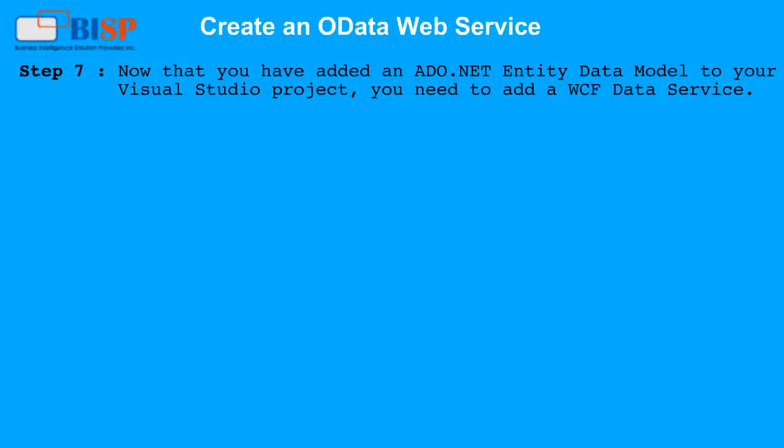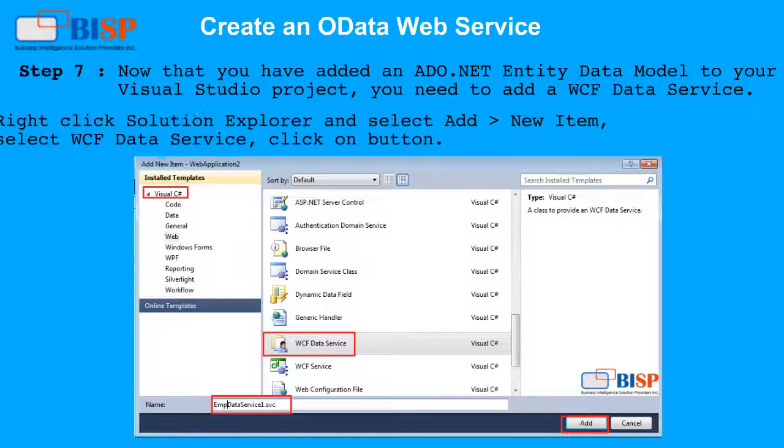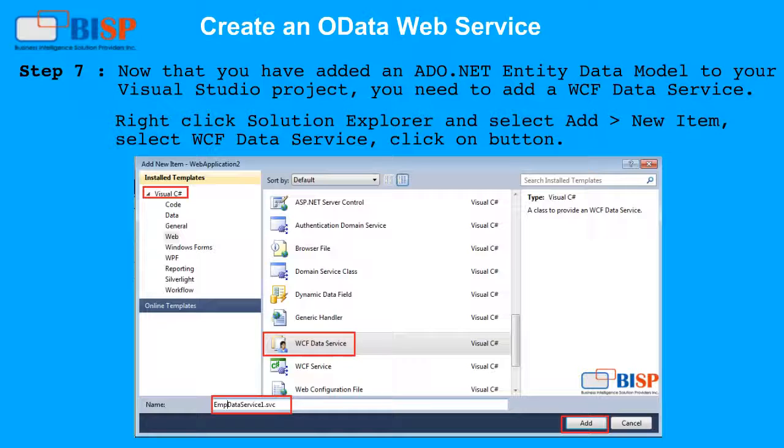Step 7. Now that you have added an ADO.NET Entity Data Model to your Visual Studio project, you need to add a WCF data service. Right-click Solution Explorer and select Add, New Item, select WCF Data Service, click on Add button.